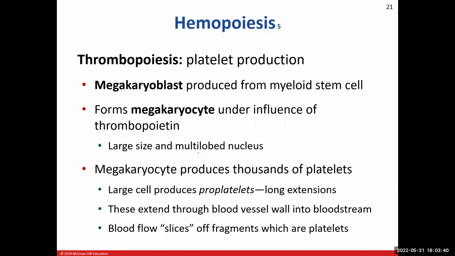Huge, huge cell. And what it does is it migrates towards the edge of your blood vessel, and it has these little extensions that extend off the main cell part itself, which we call proplatelets. I'll show you an awesome picture. So they'll extend through the blood vessel wall into the bloodstream. And then as the blood is whooshing by these proplatelets, it just tears off slices, these fragments. And those fragments become the platelets.